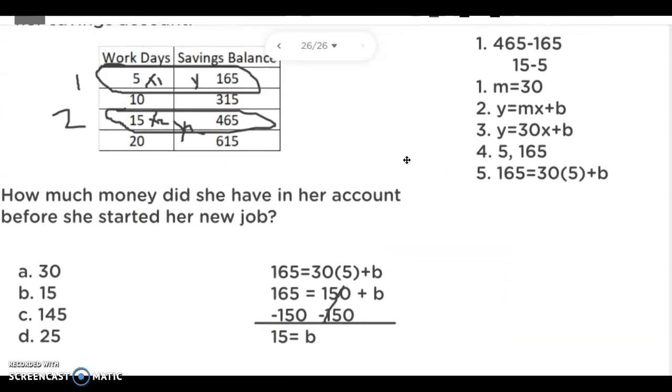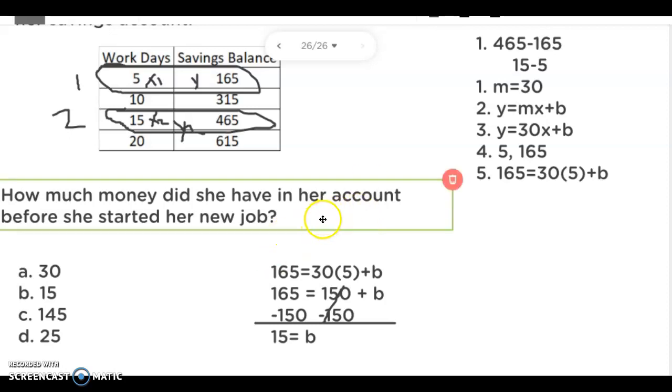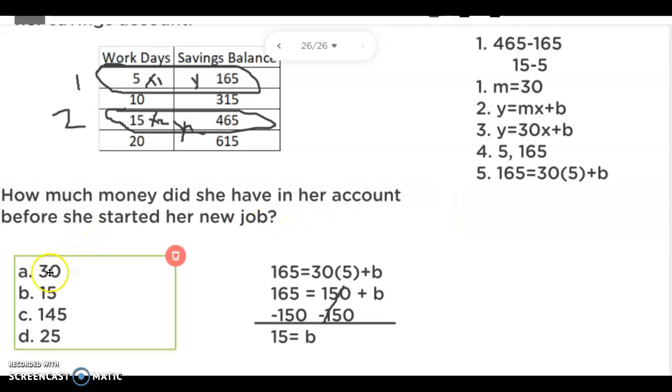Other nugget before I let you go, remember that the slope is a rate of change. At what rate is change occurring? Where is change happening? And the y-intercept is a starting point. And this question, if it would have said how much does she make an hour, that would have been the slope. They would have asked us for the slope. That would have been 30.